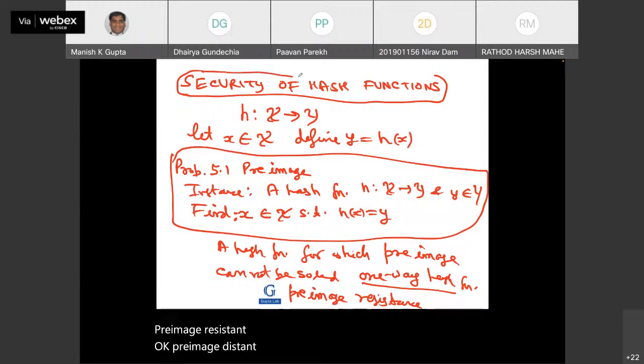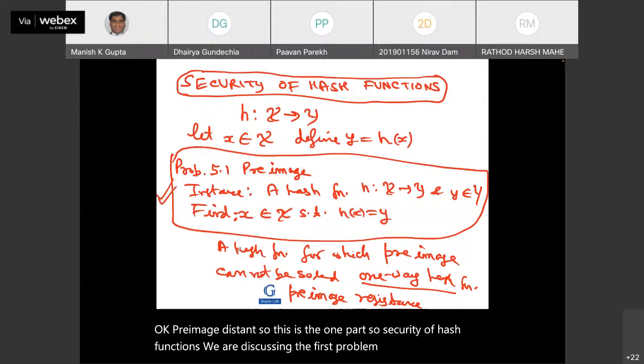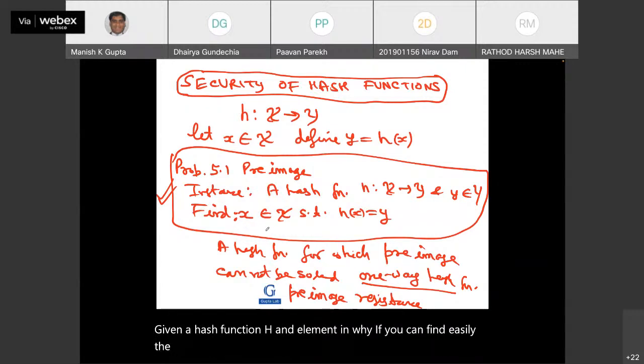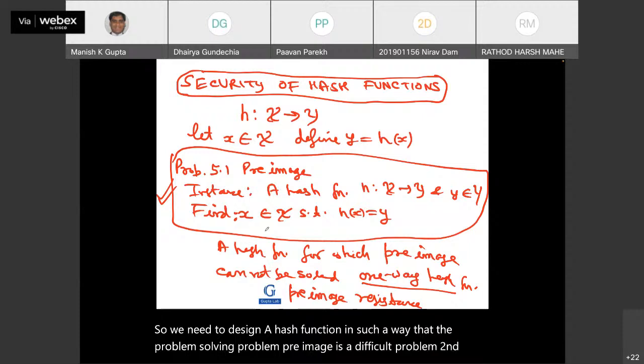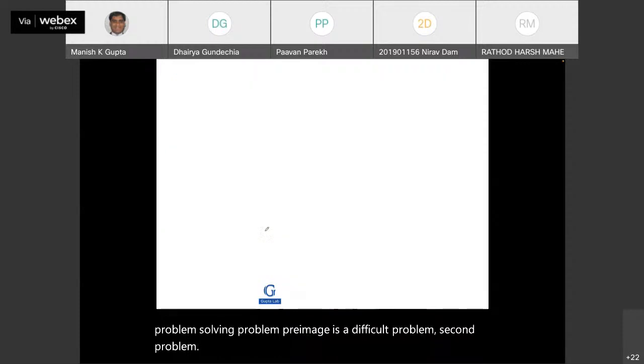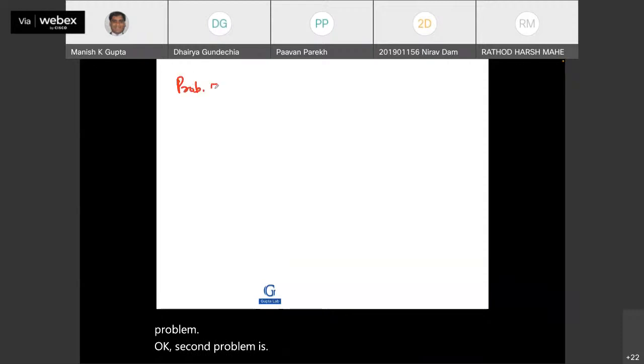So this is the one part. Security of hash functions we are discussing. The first problem is preimage. Given a hash function h and an element in Y, if you can easily find the preimage, then the hash function is not secure. So we need to design a hash function in such a way that solving the preimage problem is difficult. The second problem is second preimage.